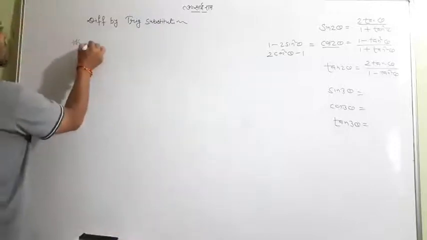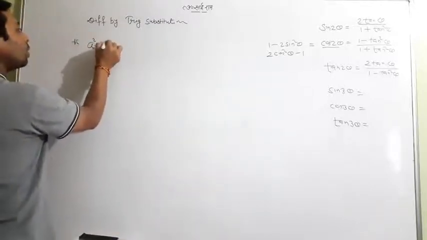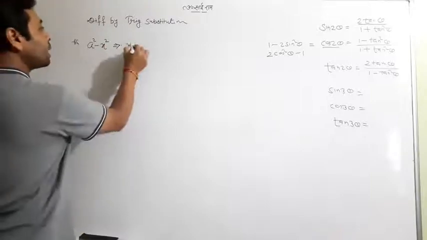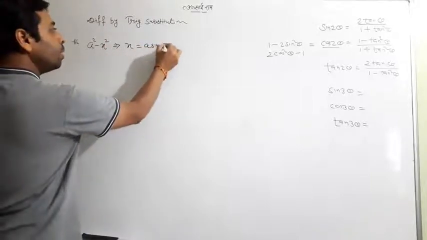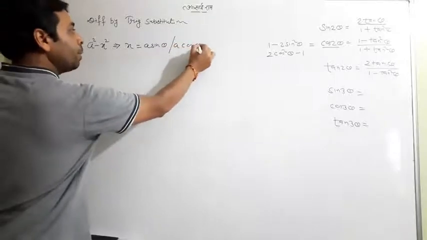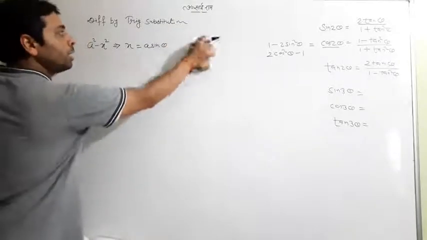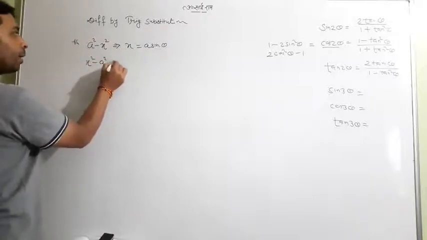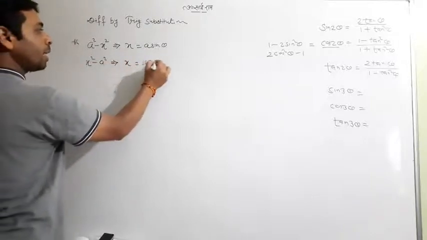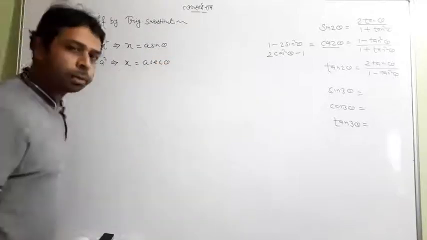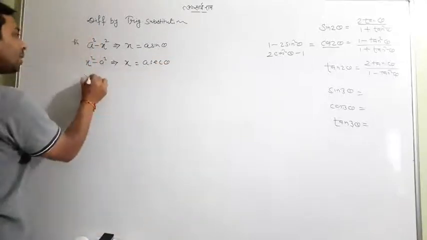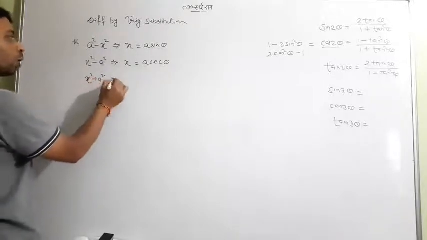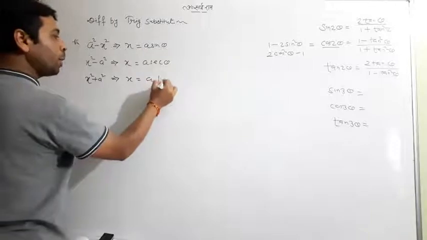Let me explain. Suppose in your question a square minus x square is coming. Then you have to put x equal to a sin theta. You can also put a cos theta, but I am telling you only a sin theta, remember. Suppose x square minus a square is coming. Then you have to put x equal to a sec theta. You can also put a cosec theta, but remember one. And lastly, if it is x square plus a square, which can also be written as a square plus x square, in that case you have to put x equal to a tan theta.